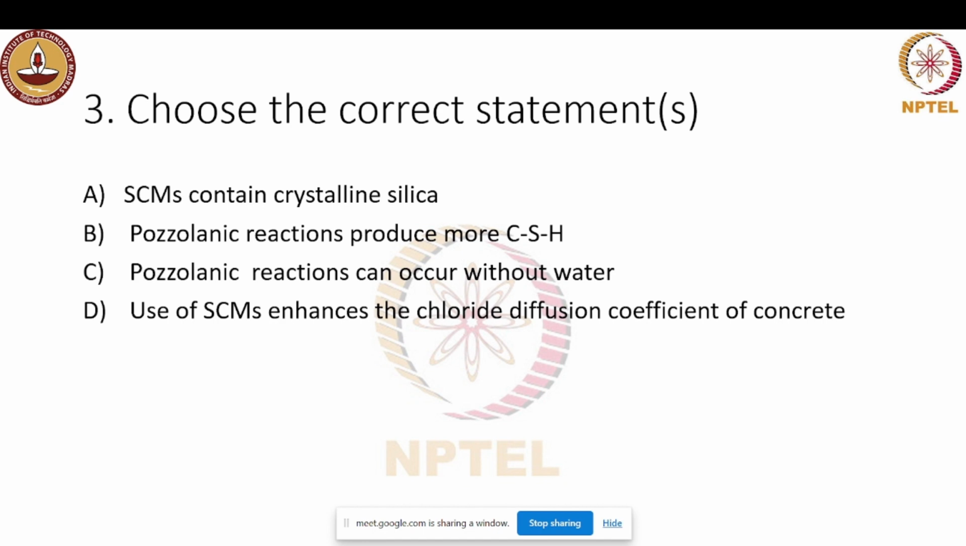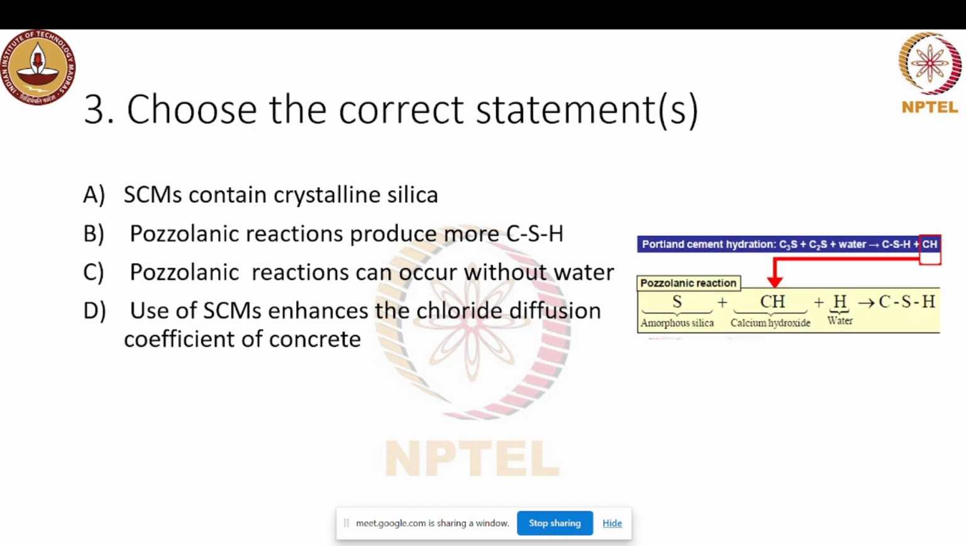Any other guess? Okay, it should be option B. Option B: pozzolanic reactions produce more CSH. Yeah, true. How this is happening is, during cement hydration, we have two products forming.